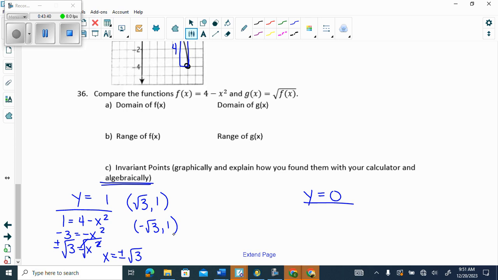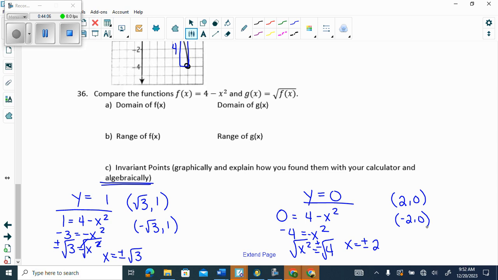Remember? Yes. Now this one is 0, so I get 0 equals 4 minus x squared. Move my 4 over. Divide by negative 1, I get x squared equals 4, square root, plus or minus, x equals plus or minus 2. So I get 2, 0, and negative 2, 0. What if I use the quadratic formula and I get a negative under the square root symbol? There is no invariant point there. Which could be that the graph is concave down and it doesn't actually get to 1, right? So do not write, sorry, I don't know how to do this one.